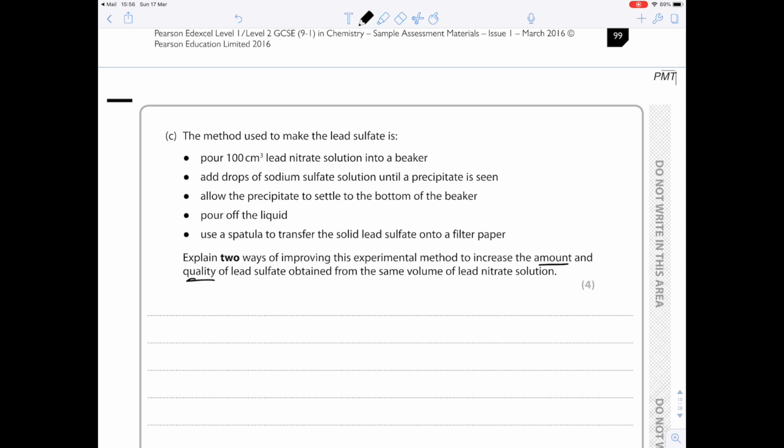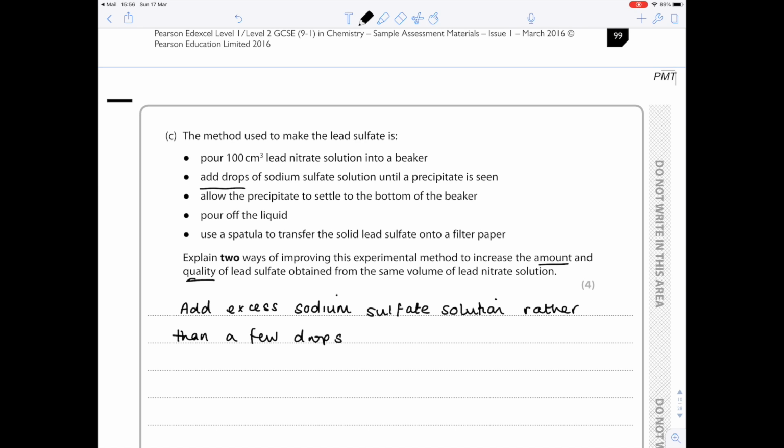So if we're trying to increase the amount, where were we really limiting the amount we could make? It was just here. It was adding a few drops, so clearly we could just add more. So let's start by saying add excess sodium sulfate solution rather than a few drops.